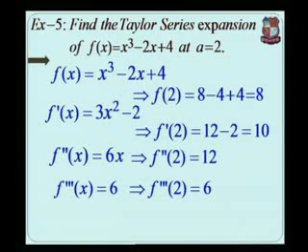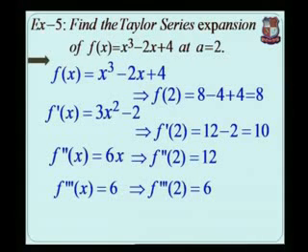As in the function f of x equal to x cube minus 2x plus 4, the power of x is 3, and this is a polynomial function. So according to the theorem from differentiation, we know that if the power of x is n and it is a polynomial, then if we take the (n plus 1)th derivative, it is 0, meaning here the power is 3.